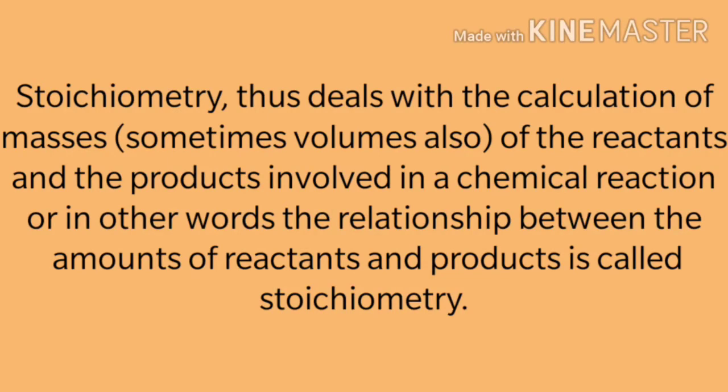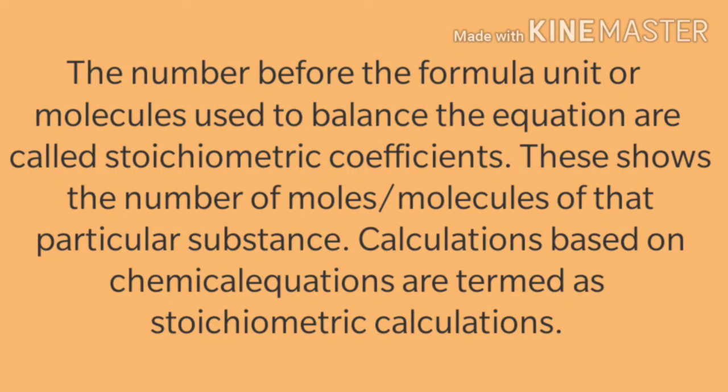So the first point is write the balanced chemical equation. When we write the chemical equation, we have to find out the number of molecules taking part in the chemical reaction. The numbers before the formula units or molecules used to balance the equation are called stoichiometric coefficients. So when we balance the equation, we write some numbers. Now these numbers are called stoichiometric coefficients.